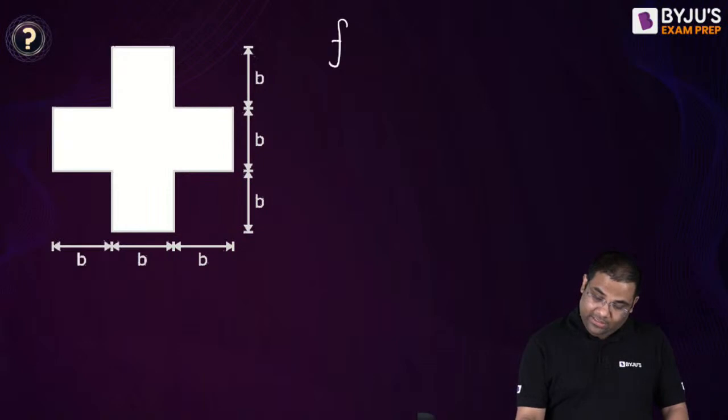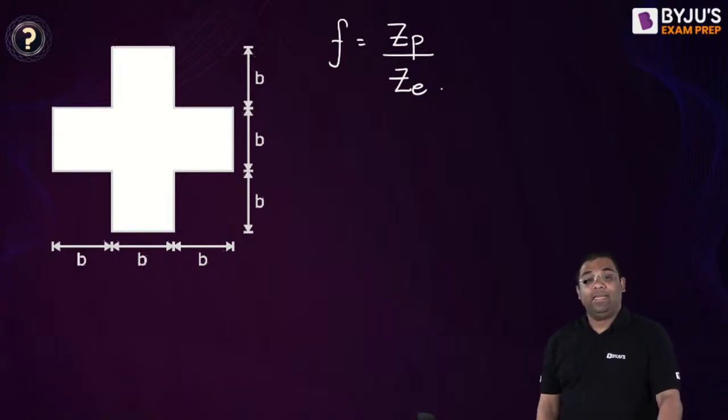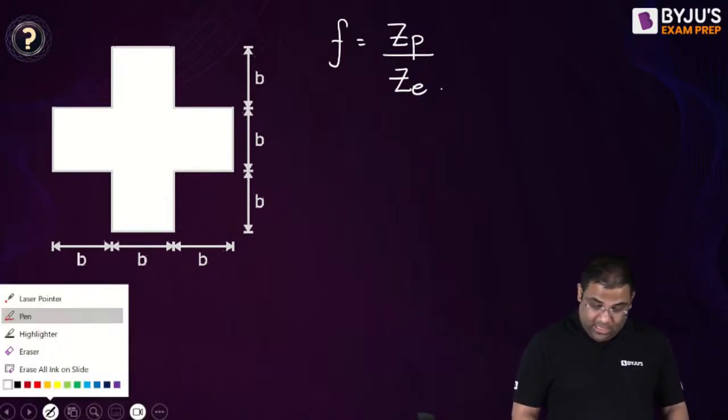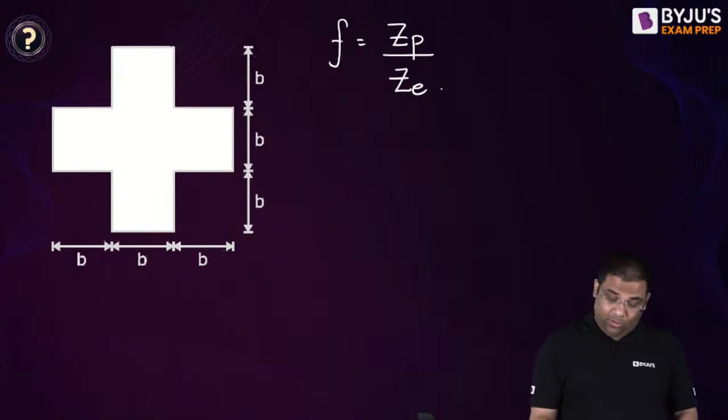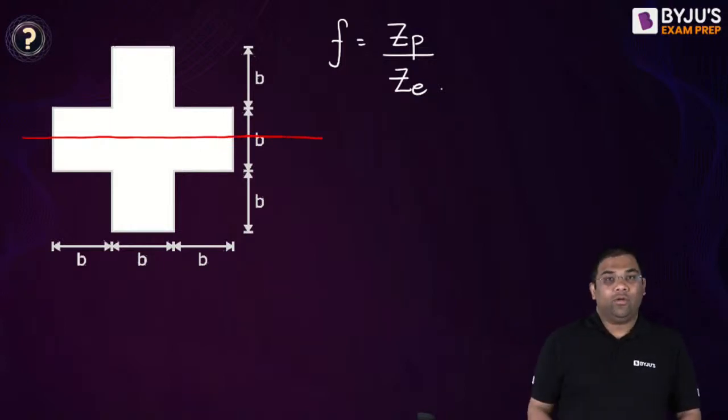Now what is shape factor? It is Zp by Ze. The plastic section modulus by the elastic section modulus. Now if I want to find out the plastic section modulus, what will I do? I'll see the axis which divides this into two equal parts. This is the axis which divides it into two equal parts.